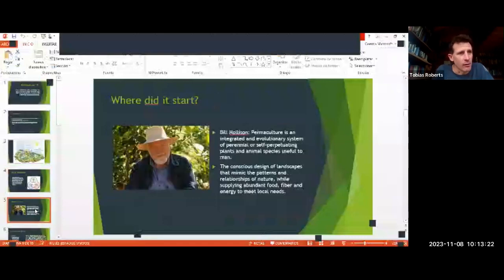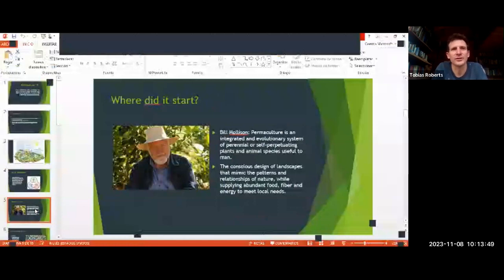Permaculture, the word itself, was first coined in the 1970s by an Australian agronomist by the name of Bill Mollison. He died just recently, but he is a very foundational figure of the permaculture movement. He worked for several years kind of as a run-of-the-mill agronomist.